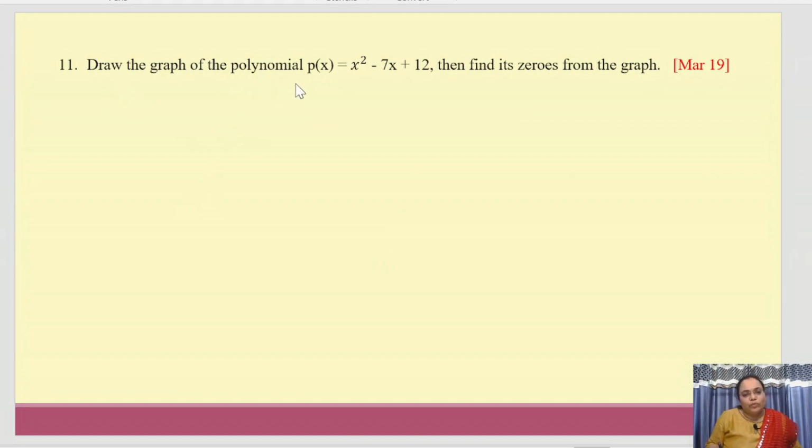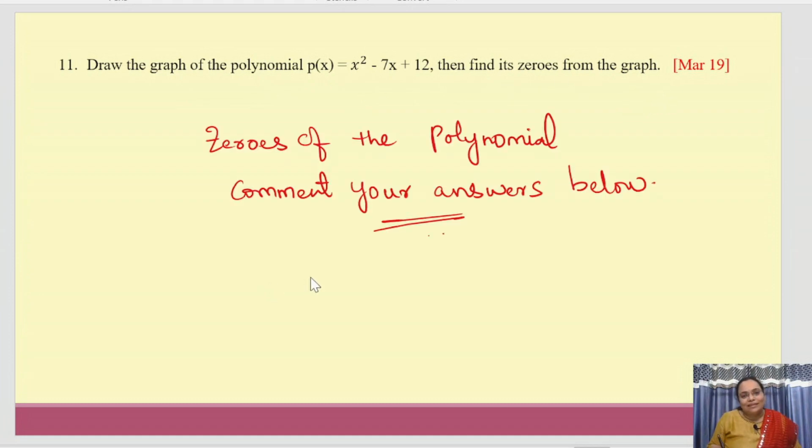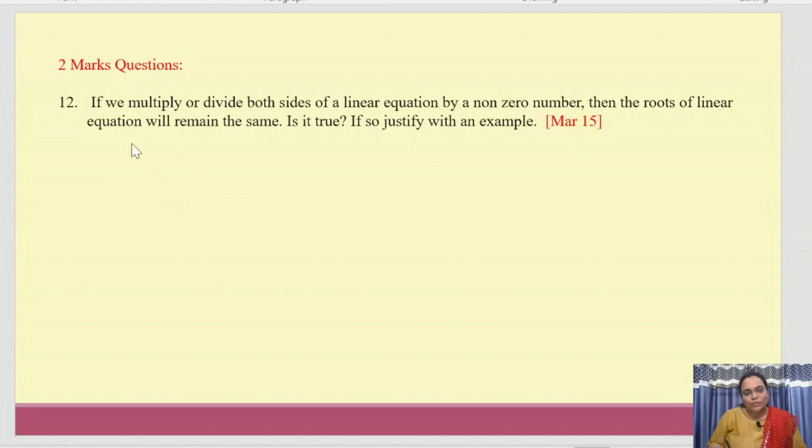Draw the graph of the polynomial P of x and find the zeros from the graph. So plot the graph and find the zeros of the polynomial from the graph, and let me know the zeros of the polynomial in the comment section below. So let us see the next question.